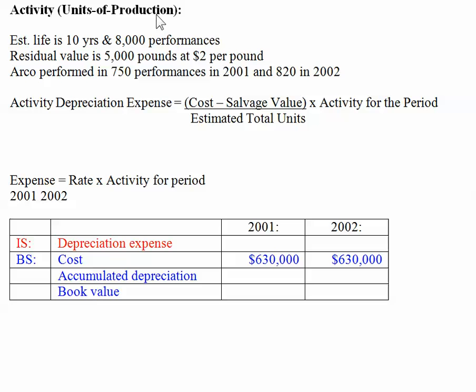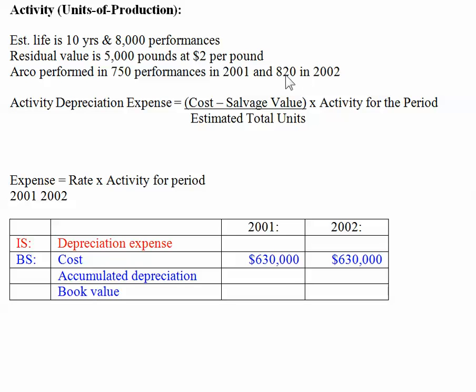We're going to use the whale. This whale, which we had paid $630,000 for, has an estimated useful life of 10 years, and management thinks they can get 8,000 performances out of the whale over those 10 years. At the end, it's going to expect to get $10,000 as a residual or salvage value. Now, I haven't used this information before, and it is needed for this method.